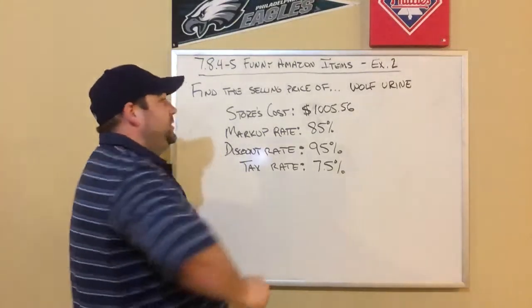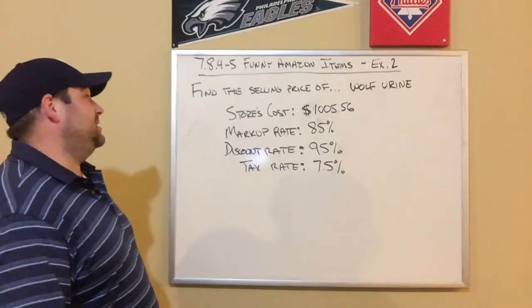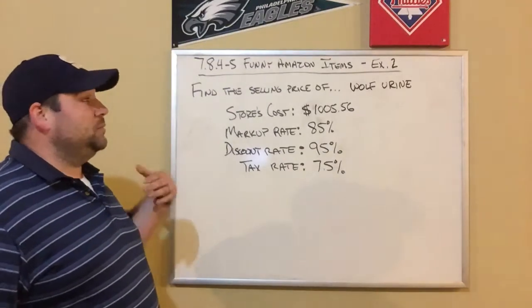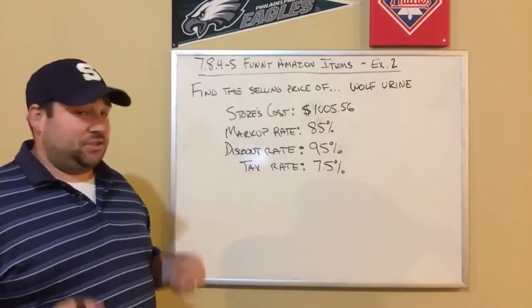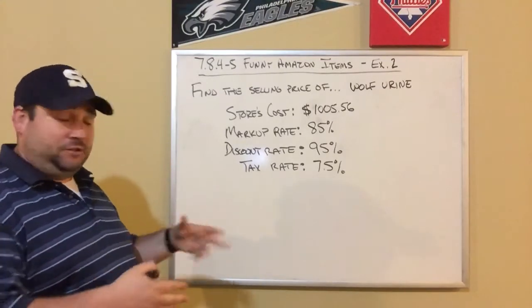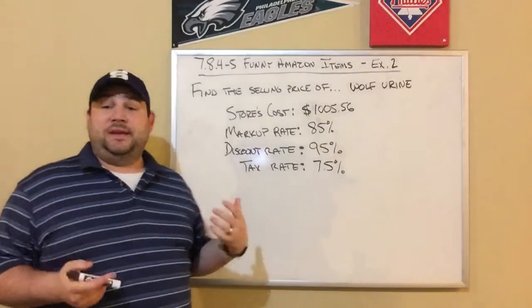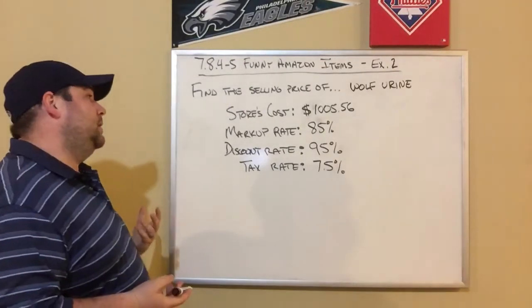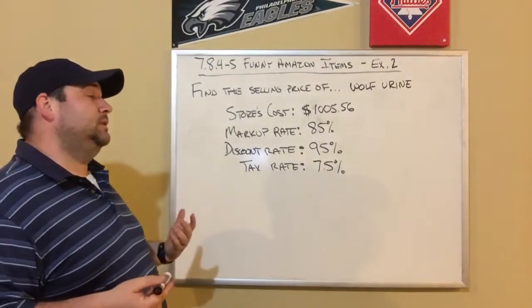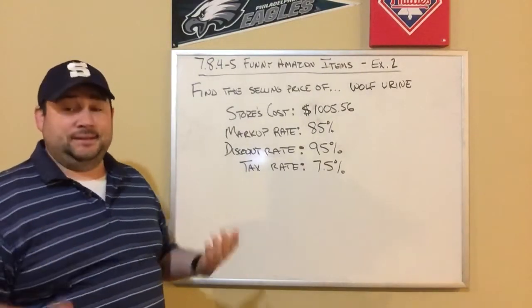Okay, 7th grade, so we got example 2 of funny Amazon items. So this one, we're going to find the selling price of wolf urine. It's a 32-ounce jug of wolf urine. You can see the picture in the notes, and you might be wondering, why would I buy a jug of wolf urine? Well, wolf urine can be used to scare away deer.